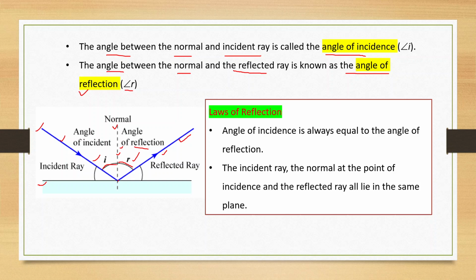Now, we will discuss the laws of reflection. There are two laws of reflection. The first one is that the angle of incidence is always equal to the angle of reflection. You can write it like this: angle I is equal to angle R. The second law is that the incident ray, the normal at the point of incidence, and the reflected ray all lie in the same plane. These are the two laws of reflection.